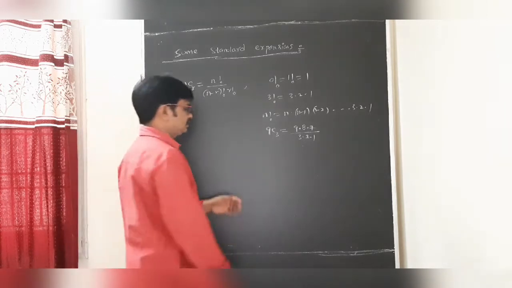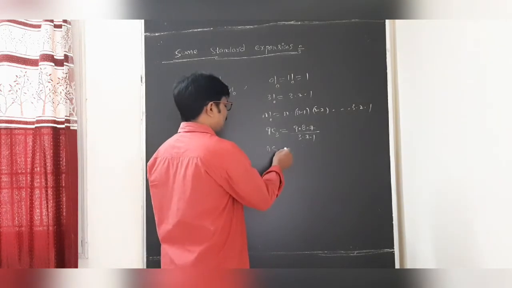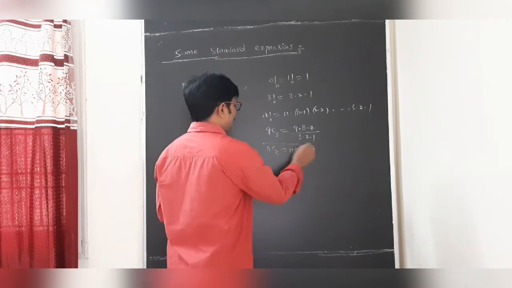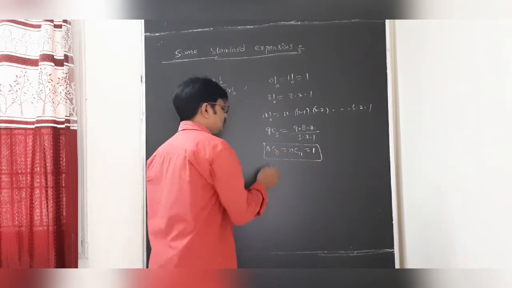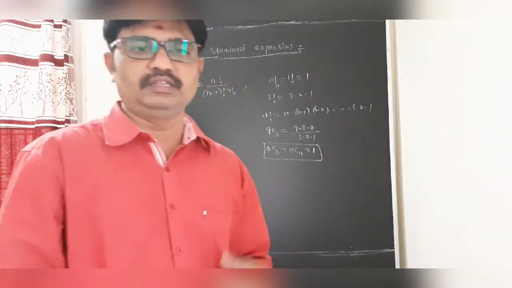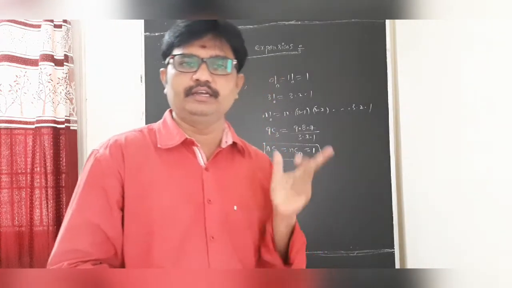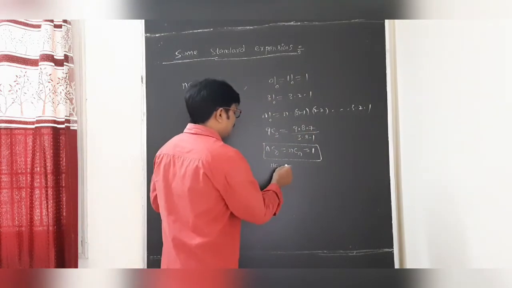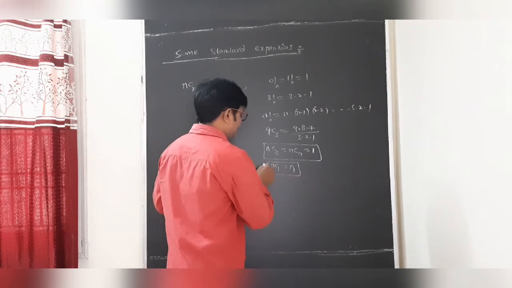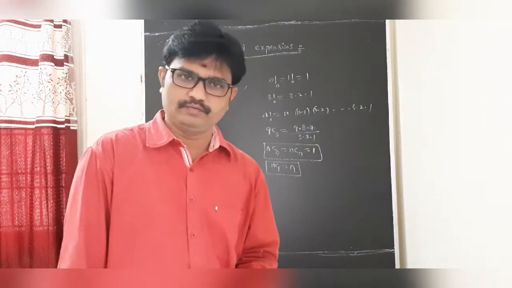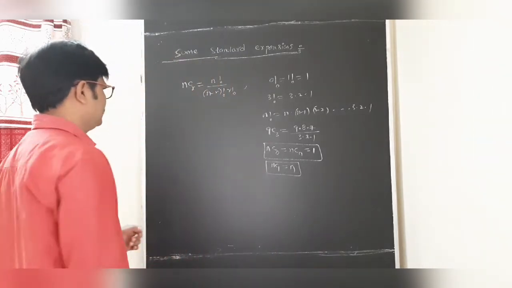And one more observation, students: NC0 and NCN are always equal to 1. The first term, 2C0, 3C0, 4C0 and 2C2, 3C3, 4C4, 5C5, these are all equal to 1. And one more observation, students: NC1 is always equal to n. So dear students, 2C1 is 2, 3C1 is 3, 4C1 is 4. These are the binomial expansions.